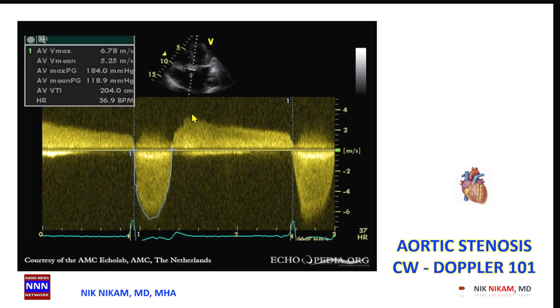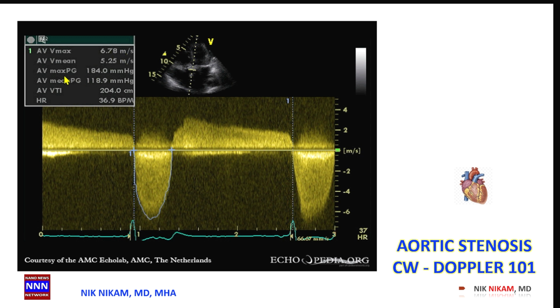When there is aortic regurgitation, some of these findings may be altered. That's something we need to keep in mind. And here is an example of the aortic continuous wave Doppler in patients with aortic stenosis with a velocity of greater than 6.78 meters per second.